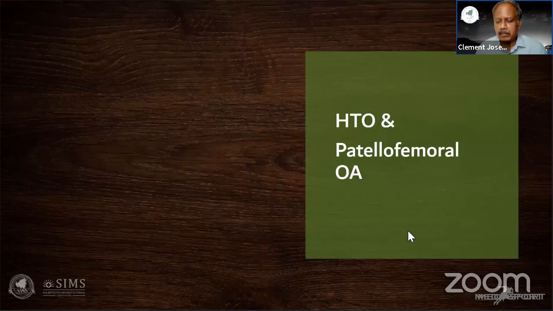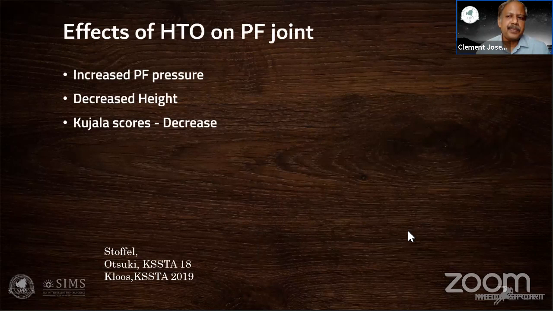Studies have shown if you're doing opening wedge osteotomy, especially more than 5 degrees correction, it can result in increased patellofemoral pressure, and it can decrease the height of the patella, resulting in a patella baja. And the patellofemoral scores usually fare poorly along with an opening high tibial osteotomy.